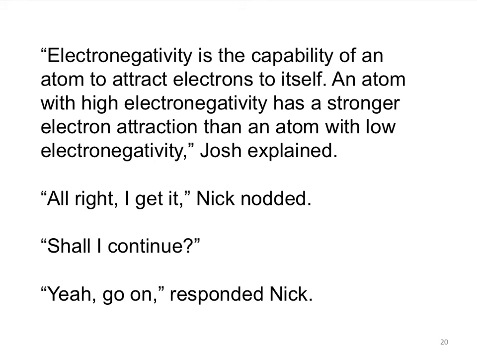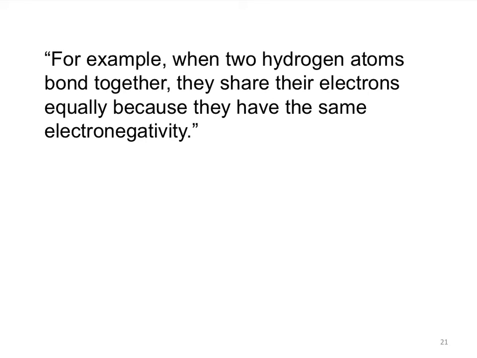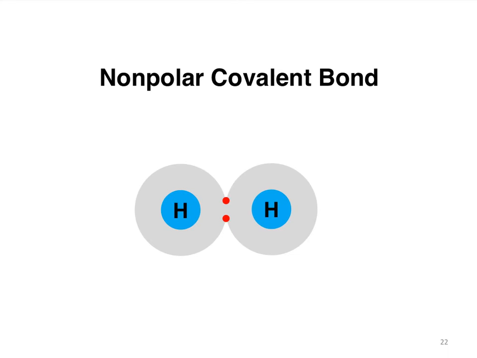All right, so let's move on. For example, two hydrogen atoms bond together. They share electrons equally because of the same electronegativity, the same element. That's the key. If you have two elements that are the same and they're bonded together, notice how one hydrogen had one electron, the other had one. Together they share the two. They're going to share evenly. And the reason they share evenly is they have the same electronegativity. Why do they have the same electronegativity? Because of the same element.